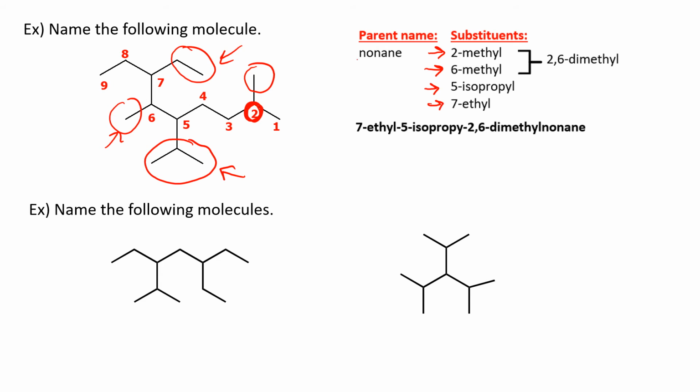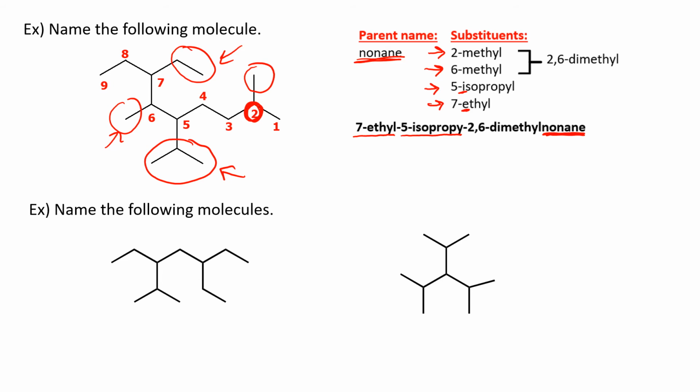All right, so the parent name was nonane. Now we have to put everything out in front, and we're going to arrange this alphabetically. So I begin with the E, 7-ethyl. Remember, hyphens separate letters and numbers. This is my 7-ethyl. And then next alphabetically will be I, and that's a 5-isopropyl.